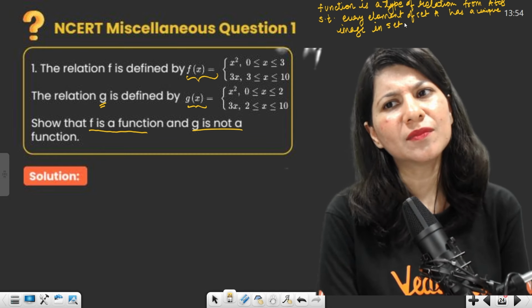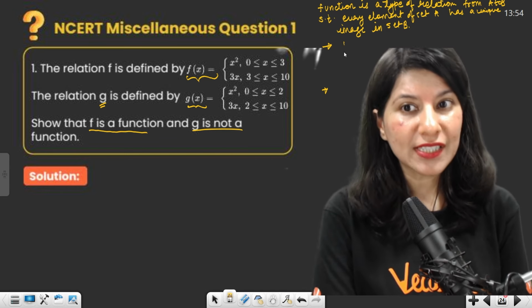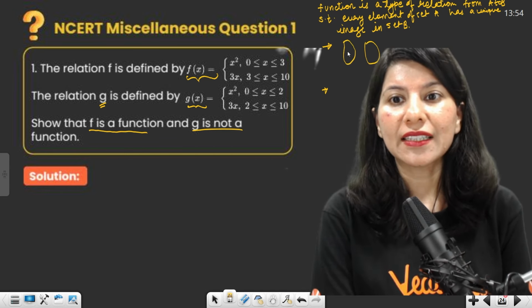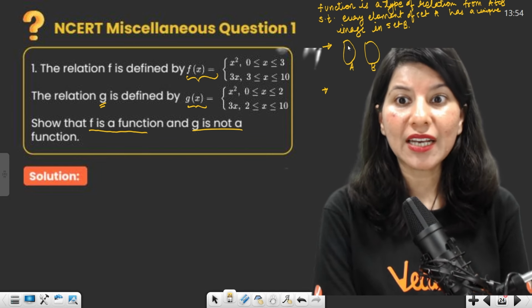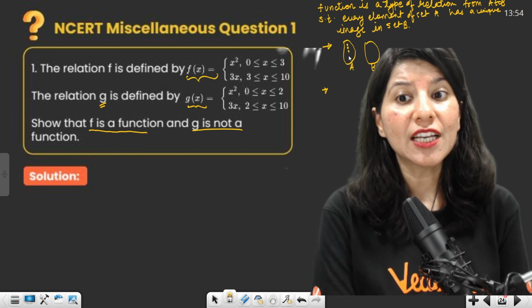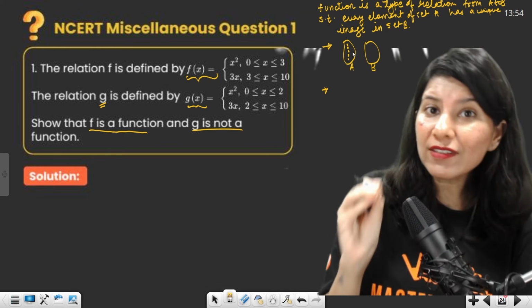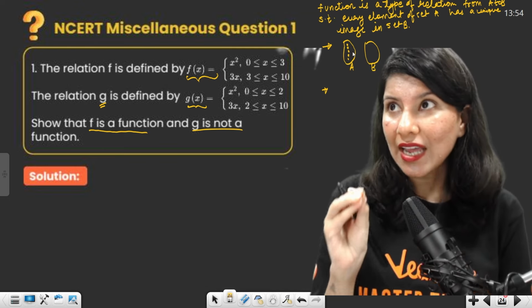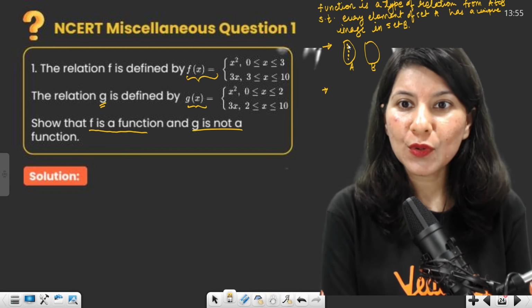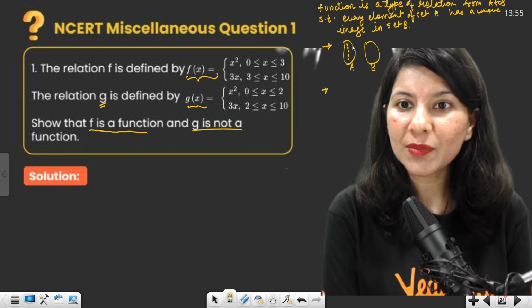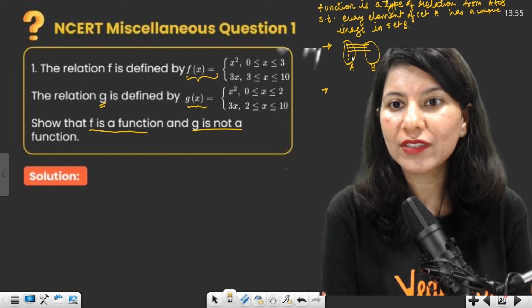What does that mean? That simply means two things. First thing is that set A and set B are here. So in this mapping diagram, every element of A should have a unique image. It should not happen that you have an element in set A and it is not having any image. So if there are multiple elements in set A, all elements should have the image.